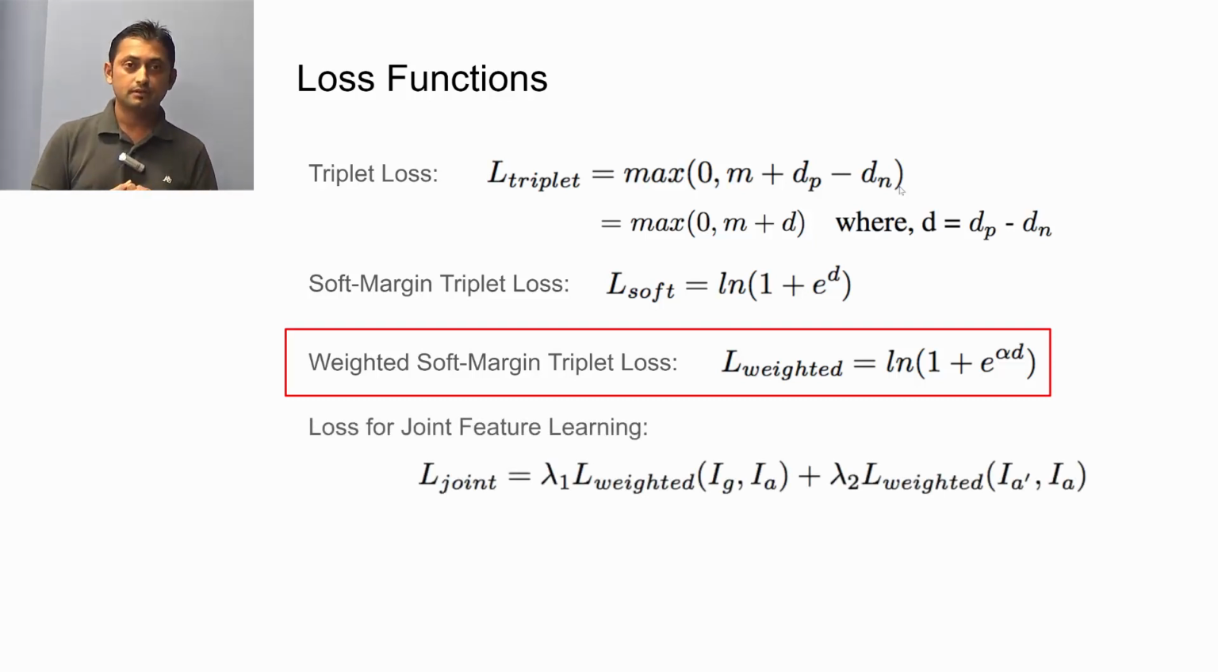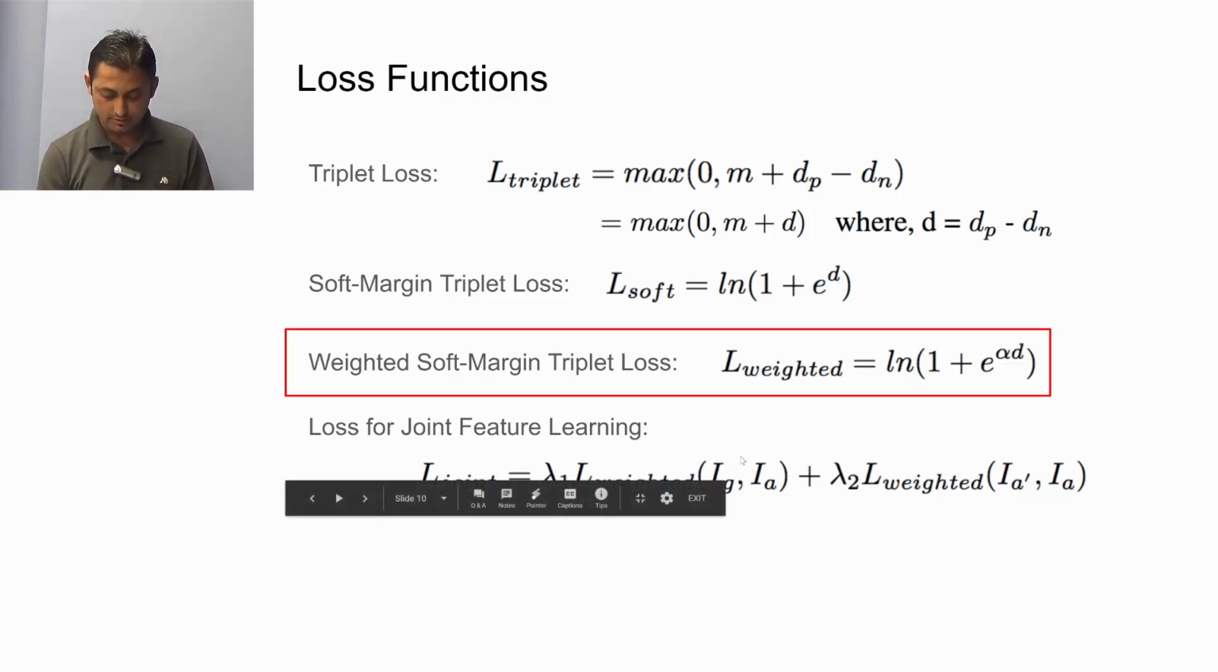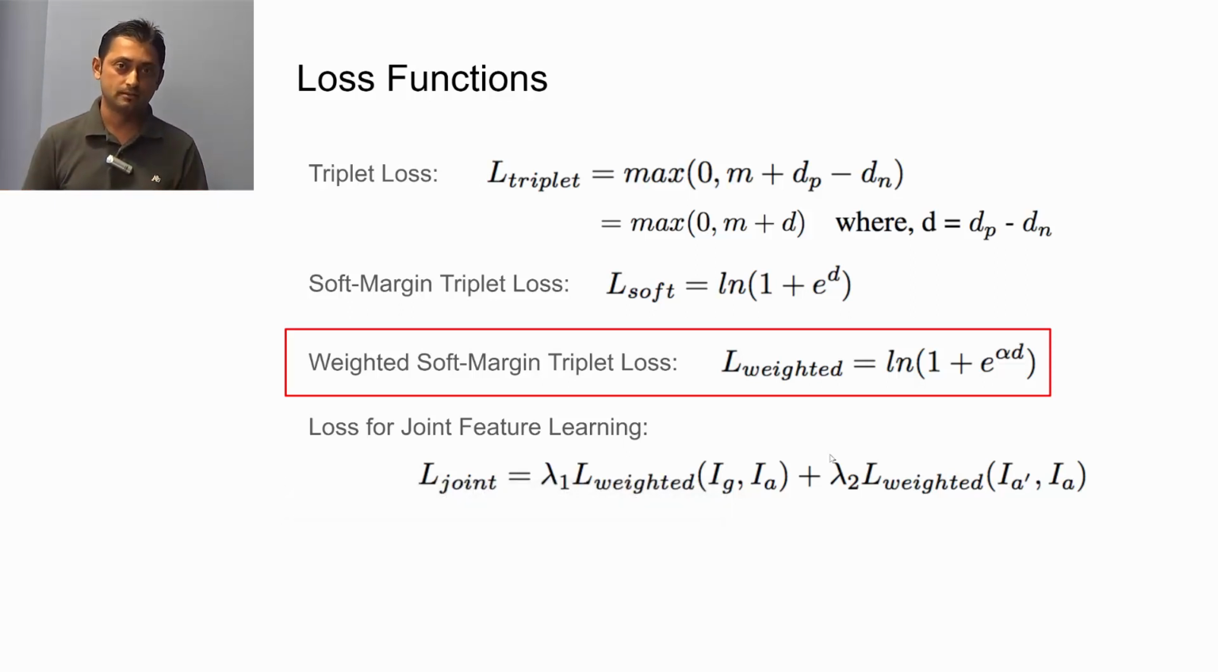Also, for our joint feature learning experiments, we had two loss terms, the main loss and the auxiliary loss. The main loss was between the ground images and the aerial images, and the auxiliary loss was between the aerial image and the synthesized aerial for the ground image, and we used lambda 1 and lambda 2 to weigh the loss terms.